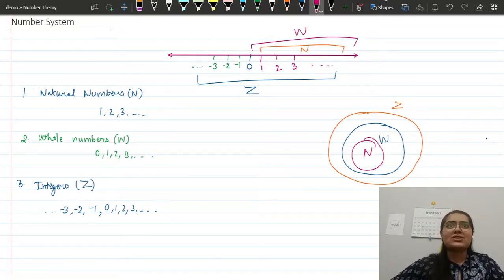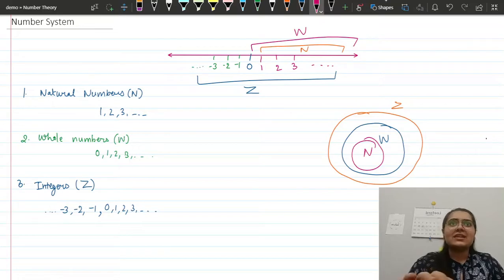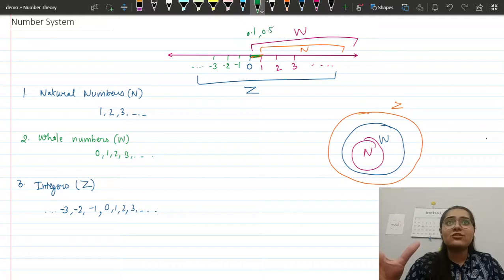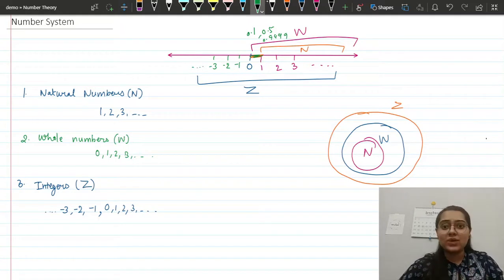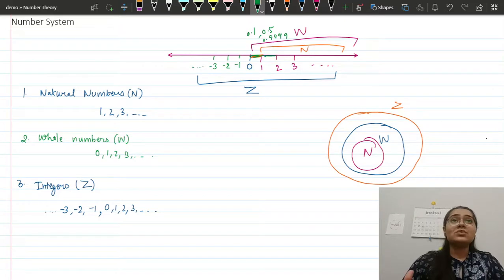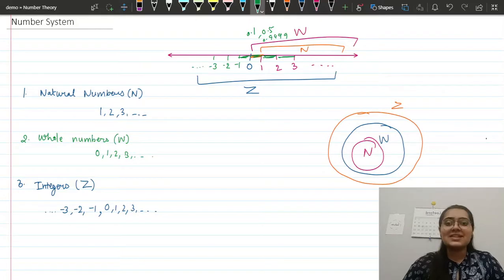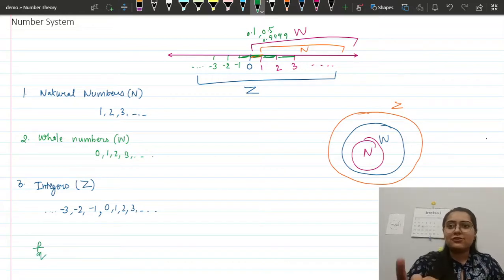Now coming back to this number line, see here between 0 and 1. Between this 0 and 1, there are various numbers like 0.1, 0.5 or maybe 0.99999. So there are so many numbers between 0 and 1. What are those numbers? How can we find them? Similarly, between 1 and 2, between 2 and 3, between 0 and -1, there are so many numbers. So what are these numbers? These numbers can be found because they are written in the form of fraction.